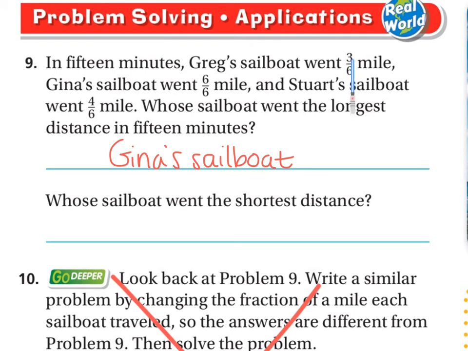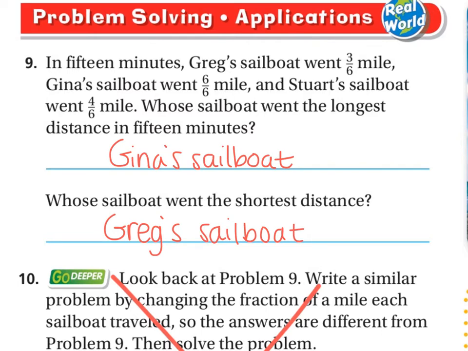We have 3 in the numerator, 6 in the numerator, and 4 in the numerator. So the greatest here would be 6/6. Now our answer is not 6/6. We need to think about whose sailboat went 6/6 mile, and that was Gina's. So Gina's sailboat is our answer. If you needed to use fraction tiles or use the butterfly method, that works just as well. But here I think the fastest strategy would have definitely been the same denominator strategy.